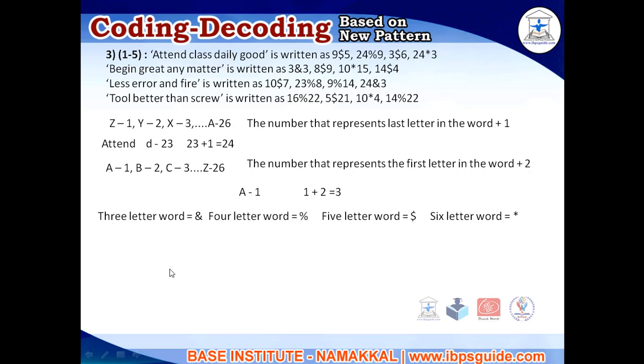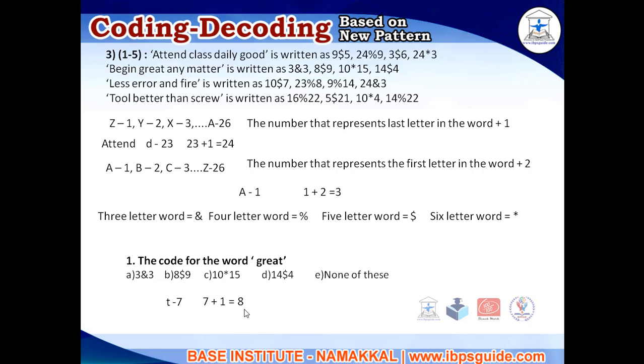Okay guys, let's move on to the questioning part. For the first question, the code for the word great. Here in the last digit T is coded value 7, and adding plus 1 we get 8, and it should be in the first digit of coded terms. Guys, and then G is coded as 7, and adding plus 2 we get 9, that will be in the last digit of coded terms. And then great is a 5-letter word, so the symbol would be dollar, so the answer will be B option. Guys, next we move on to the next question.